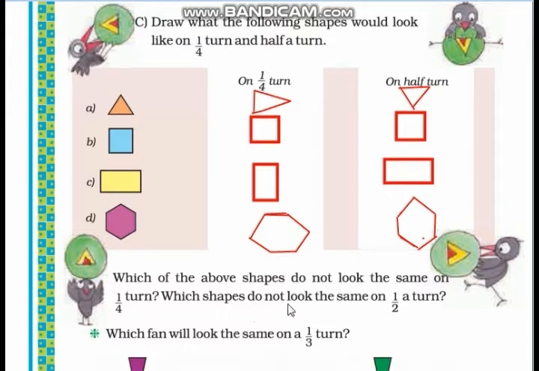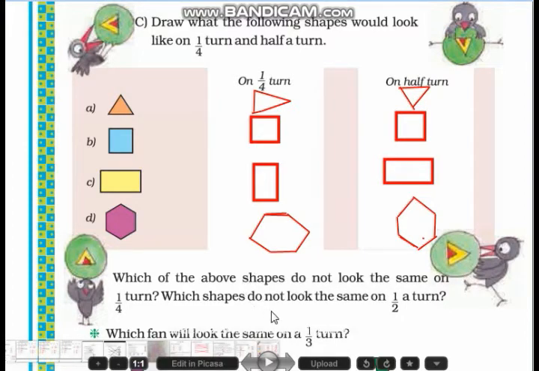Now which shape does not look the same on a half turn? So look, children, look here. Which shape does not look the same? This shape A, because here it looks different. So shape A, and all the other shapes are the same, meaning they look the same. So only shape A does not look the same on a half turn.